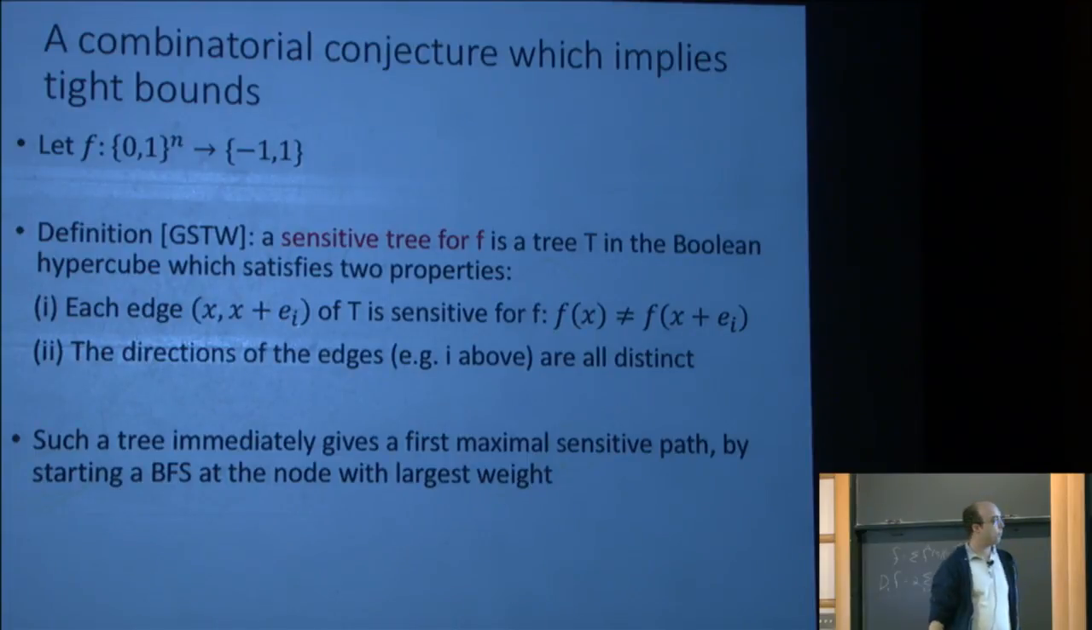Before you say this, you should point out that a vertex connected to its sensitive neighbors is a special case of a sensitive tree. Thank you, yes. This gives you a star: take a node, connect all its sensitive neighbors, and you get a star. But this tries to do more. The observation is that if you could construct this sensitive tree for the Boolean function, then it automatically gives you this first maximal sensitive path for any weight function. You take this tree, take the node that happened to get the maximal weight, and start a search on the tree from there. This turns out to give you a sensitive path automatically.